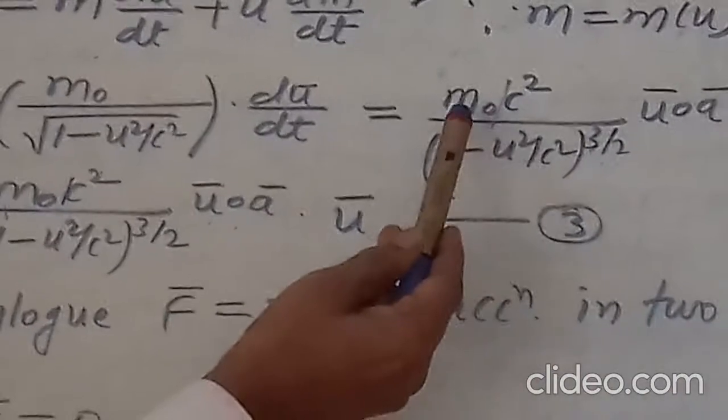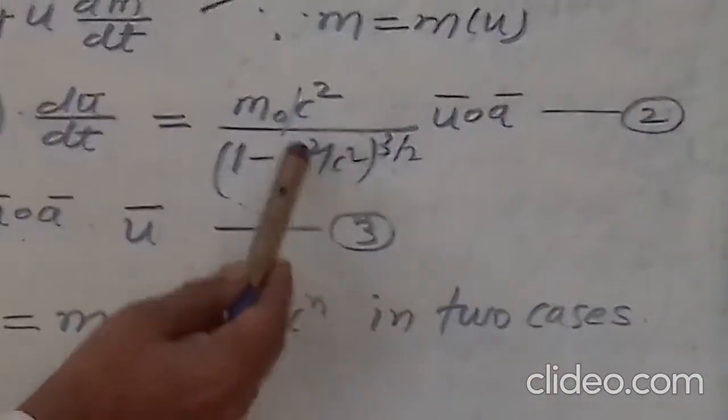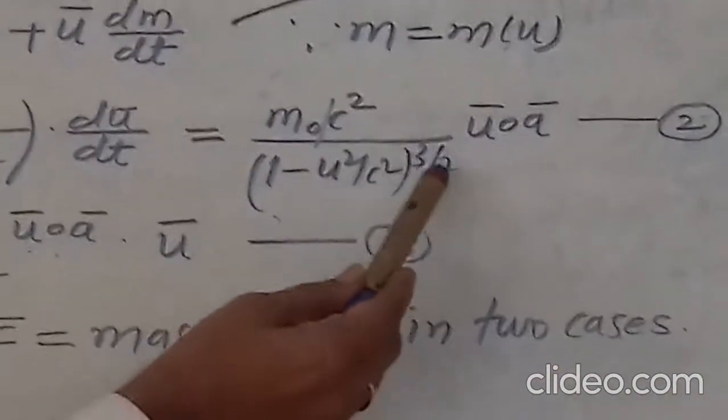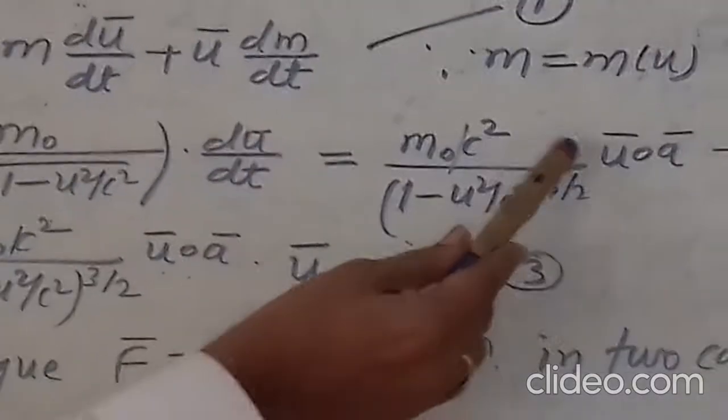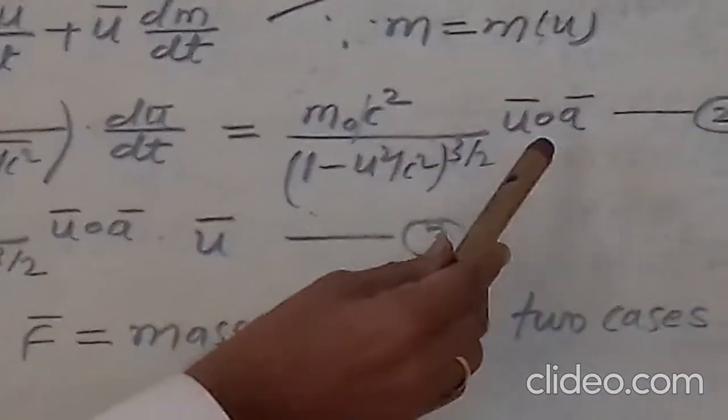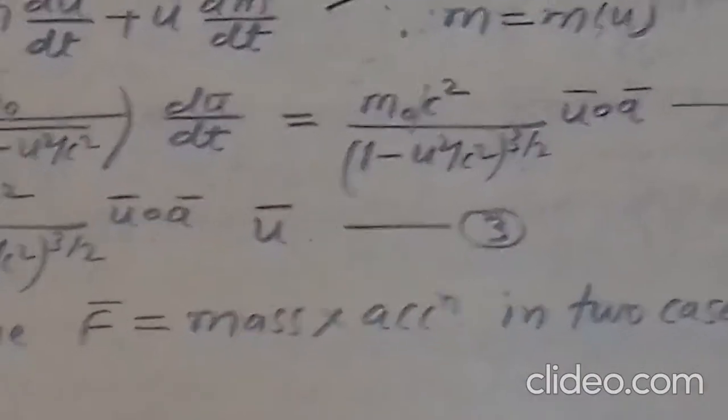So if we simplify this, or find the differentiation of this one, it is like this: m naught c square divided by 1 minus u square by c square raised to power 3 by 2 into u bar. And here du bar by dt, the rate of change of velocity, is nothing but our acceleration, and therefore it is u bar dot a bar.